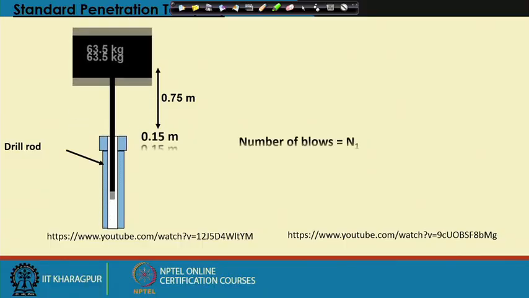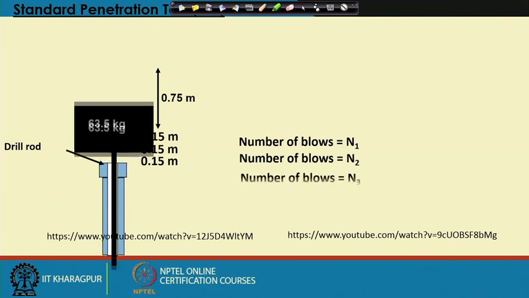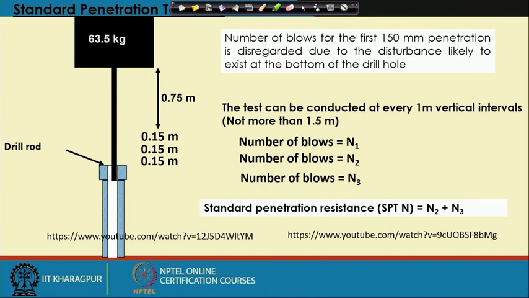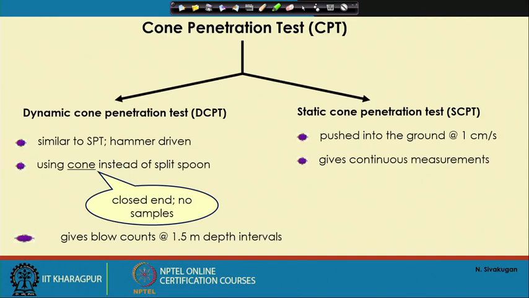The summation of the number of blows for the second and third 150 millimeter penetrations is called the N value or SPT value, and then we apply a number of corrections that we have discussed as per the IS code and the American code. This is with a standard weight and a standard height of hammer blow. So, this is SPT, and then we discussed the cone penetration test, where there are two types: one is the dynamic cone penetration test, another is the static cone penetration test.